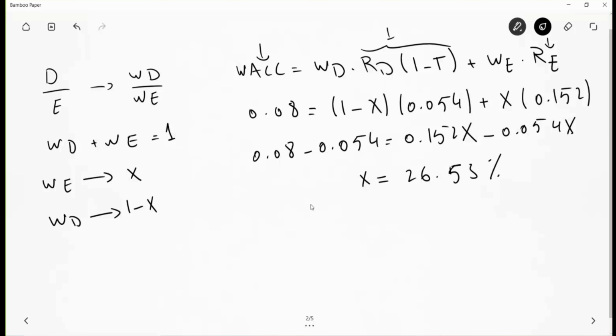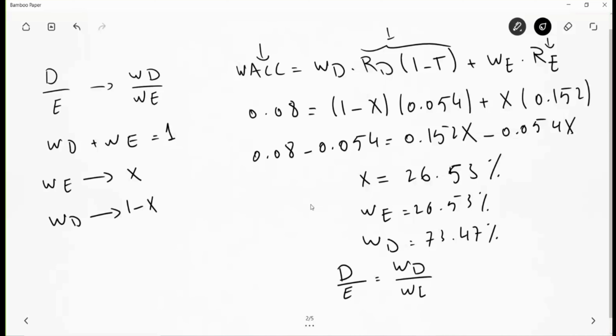This means the weight of equity is 26.53%. The weight of debt is 1 minus X, or 1 minus WE. So this is 73.47%. So the debt to equity ratio, which is WD divided by WE, is equal to 73.47% divided by 26.53%, and here the answer is 2.77. So this is our debt to equity ratio.